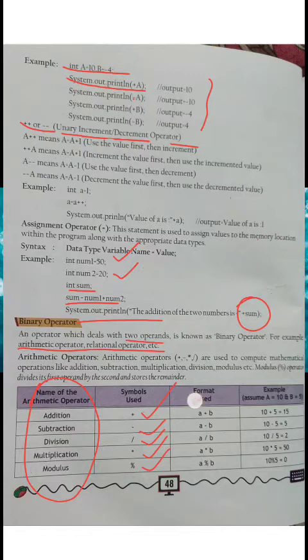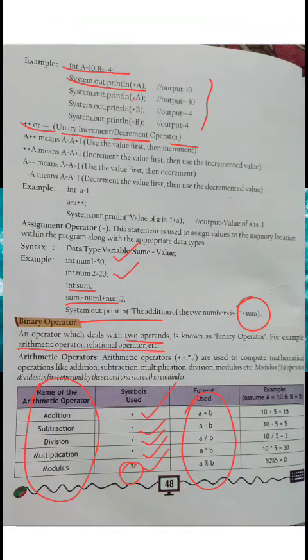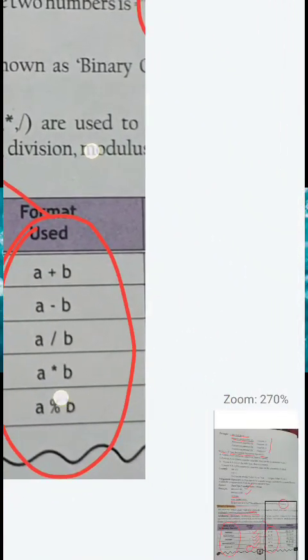Now the format is written here. The format for addition is a plus b, for subtraction a minus b, for division a divided by b, for multiplication a multiplied by b, and for modulus the symbol is percentage. We are using a percentage b. Now here in this table some examples have been given. Now we have to understand those examples.